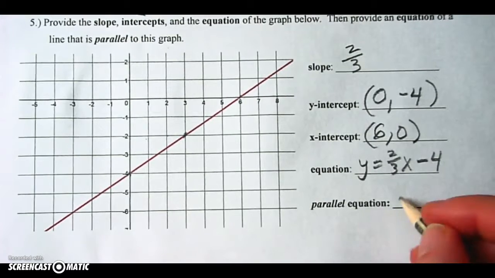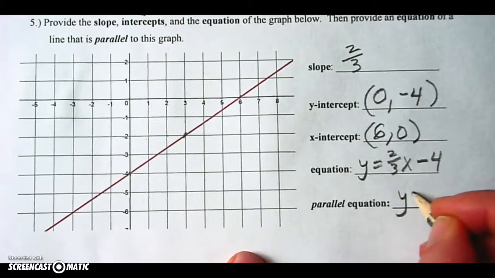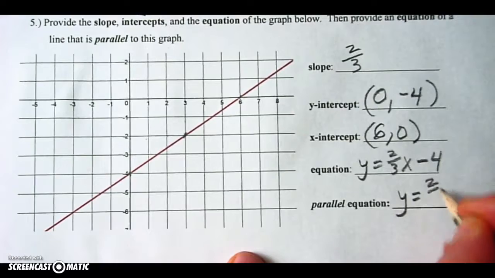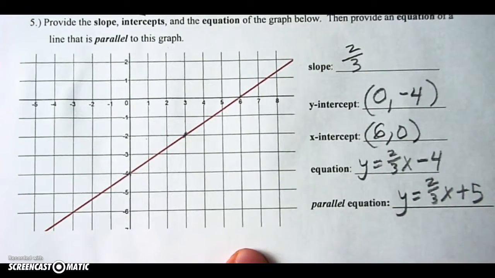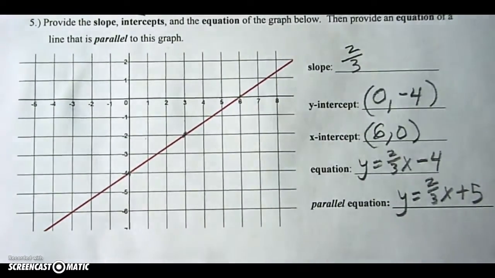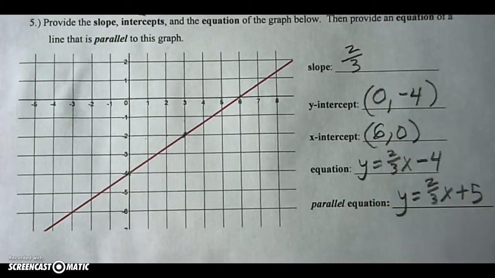And a parallel equation, remember parallel means that we just have to have the same slope, different intercept. So 2/3 x, and as long as it's not minus 4 on the back, we're good. So we can put plus 5, minus 100, whatever you want to put in there. As long as it's the same slope, different intercept, we're good to go.